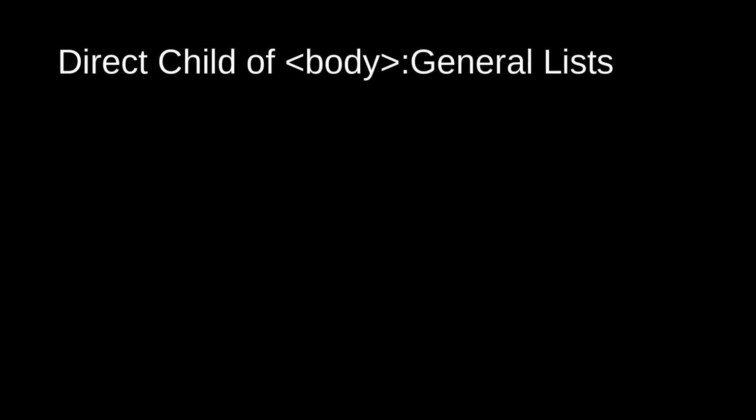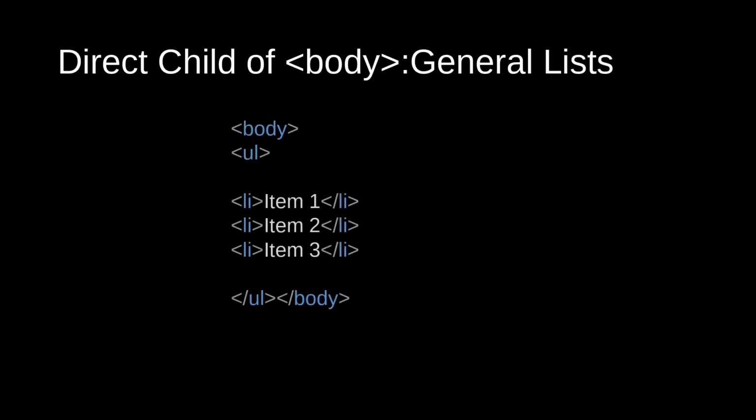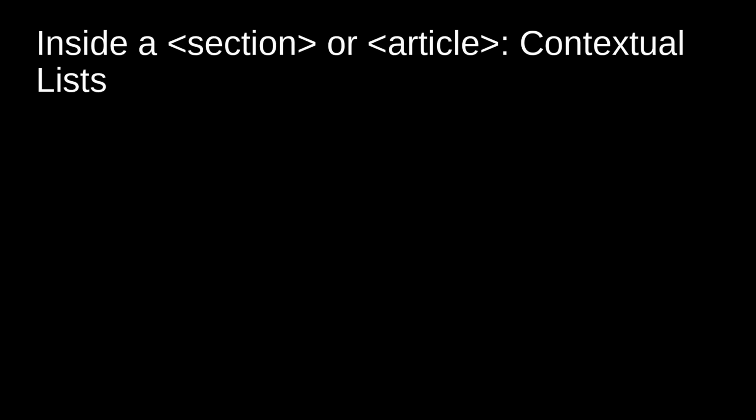The placement of unordered list and ordered list elements within an HTML5 page depends on the context and purpose of the lists. Here are some considerations for their placement. Direct child of the body element. General lists: if the list is not specifically related to a particular section or article, you can place it as a direct child of the body element, inside a section or article element.